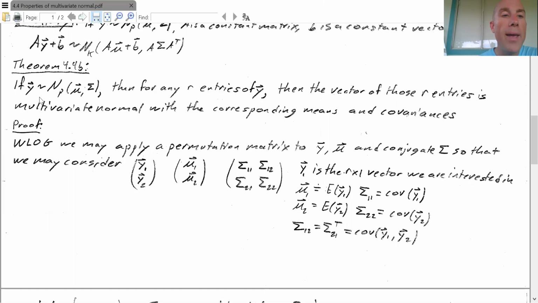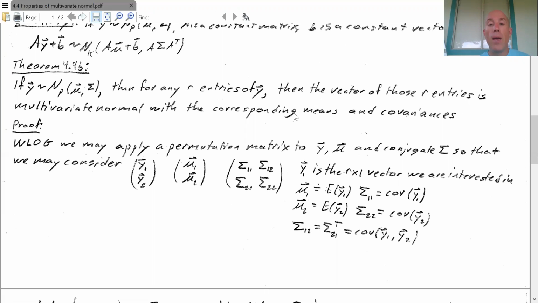If Y is multivariate normal, then for any R entries of Y, where R is specified and is the number of entries of Y we're interested in, the vector of these R entries is multivariate normal with a corresponding mean and covariances. Y is a whole bunch of random variables, and we're going to just cherry pick R of them. Okay, so how are we going to prove this?